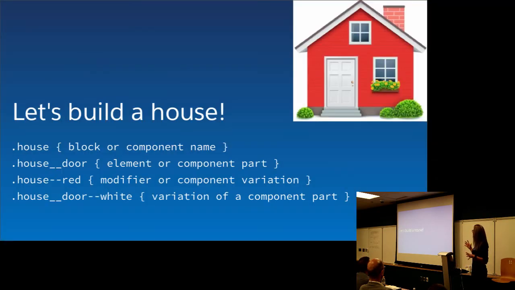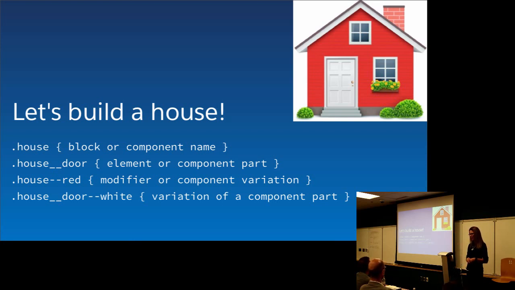So let's look at what BEM is, in case some of you haven't heard of it yet. Let's pretend we're building a component, and our component is called house. So this is the block, or the component name. And then we have an element, or a component part, and that's separated with two underscores. So the house has a door. This is a part of our house.